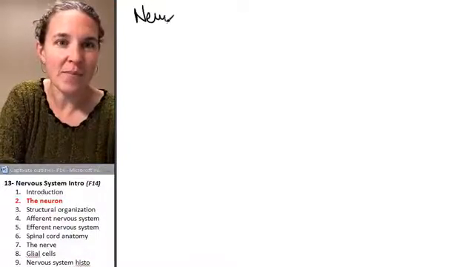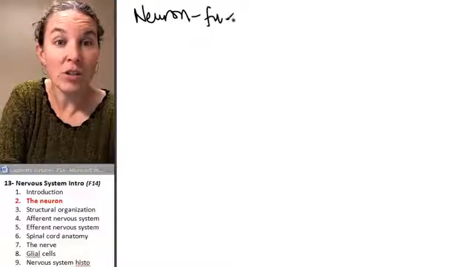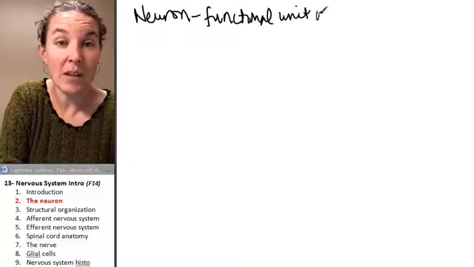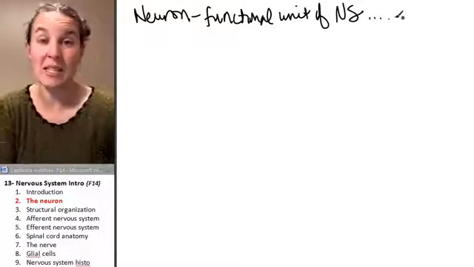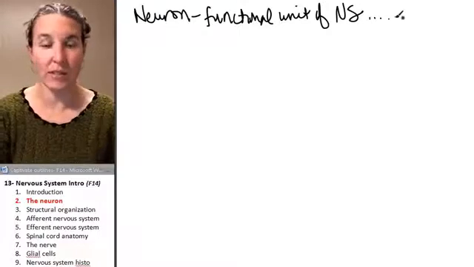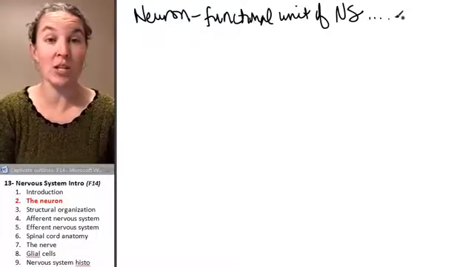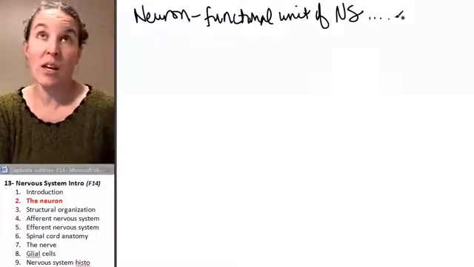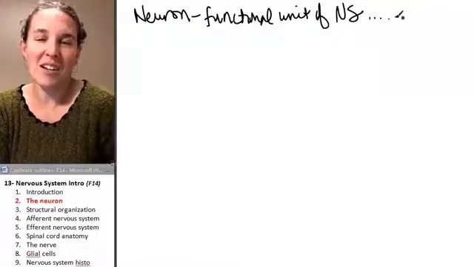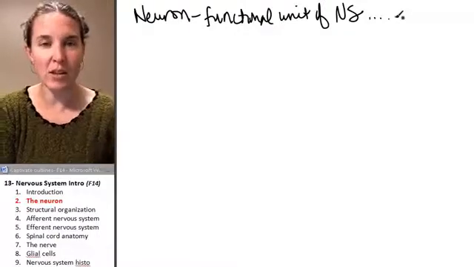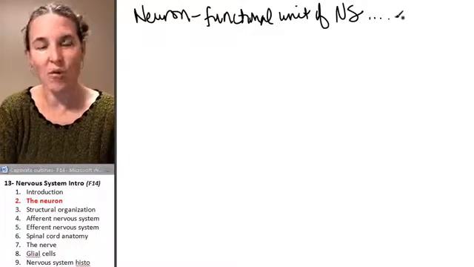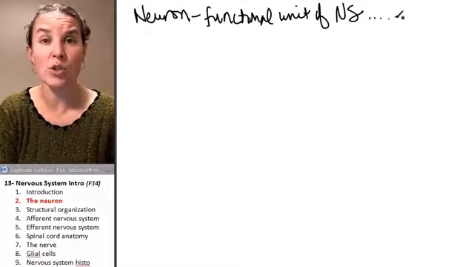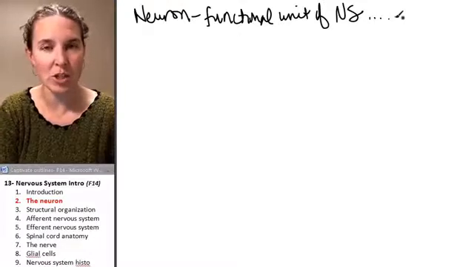Neuron, functional unit of the nervous system. And what we'll see as we progress, it's not the only cell in the nervous system by any stretch of the imagination. In fact, it's not the most common cell that you're going to find in the nervous system. However, it has the most obvious function because it's the one who's directly delivering information.